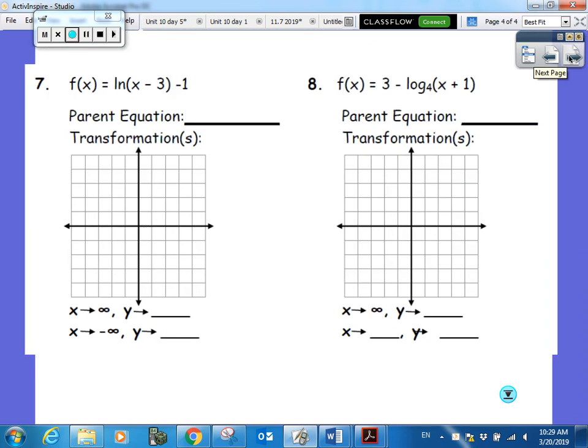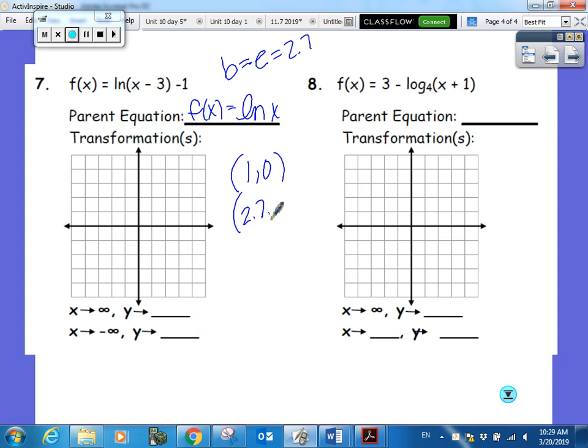So the parent equation would just be f of x equals the natural log of x. And remember, our base right here is e, which is about 2.7. So our points for logs are 1, 0, base 1. And the base is about 2.7 on this one.